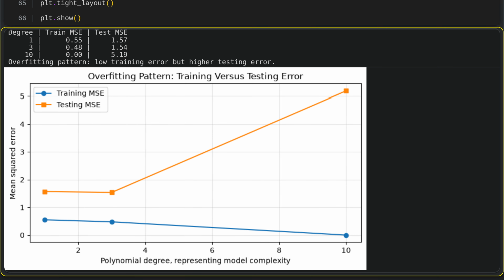This example shows overfitting by fitting polynomial models of increasing complexity to synthetic civil engineering data relating traffic volume to bridge vibration response. As the polynomial degree rises, the model fits the training data better, so training error decreases. However, testing error increases, meaning the model performs worse on unseen data. The widening gap between training and testing error illustrates the trade-off between model complexity and generalization.